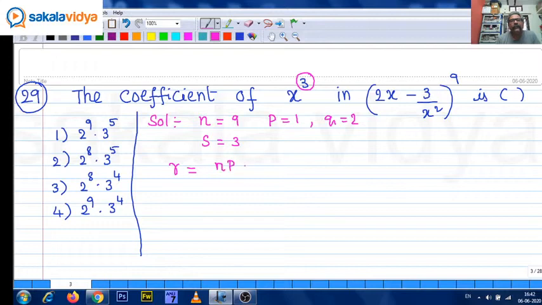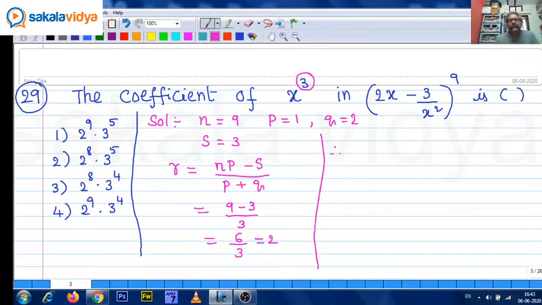Now r value is given by np minus s by p plus q. So np means 9 minus s means 3, p plus q means 3, 6 by 3. That means r value is 2. R value is 2 means tr plus 1 is equal to t2 plus 1, t3. Third term contains x cube coefficient. That means we need to find out the third term. Third term means t3 can be written as t2 plus 1.